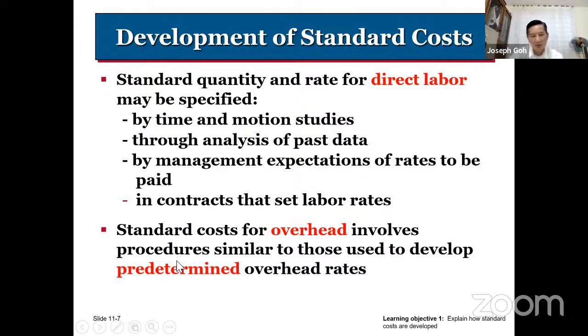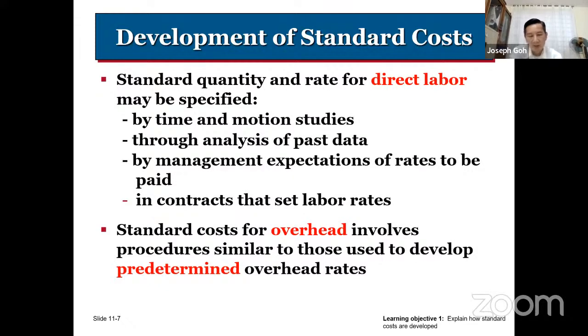Standard cost for overhead involves procedures similar to those used to develop predetermined overhead rates. That means before we start to build our standard cost, we are also going to come up with a standard overhead absorption rate. We call it SOAR. Let's say we already get all the cost pools for the indirect costs of production, for example rent, electricity, insurance, quit rent and land assessment. We really get all the data. We pull the costs together already.